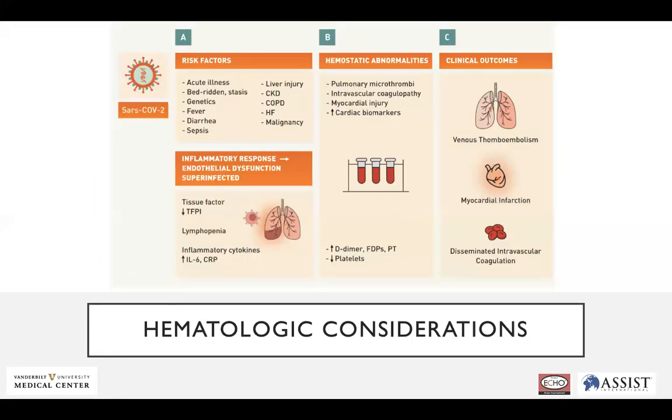Just to briefly discuss the hematologic considerations in these patients, I'd like to focus on the center part of this slide. So hemostatic abnormalities that we've seen in COVID-19 patients include pulmonary microthrombi. We see many microvascular injuries, and then also intravascular coagulopathy. Lab abnormalities: these patients oftentimes have an elevated D-dimer. The fibrin degradation products are oftentimes elevated, and they often have an elevated PT. Their platelets as well are oftentimes low. Go ahead and advance that slide.